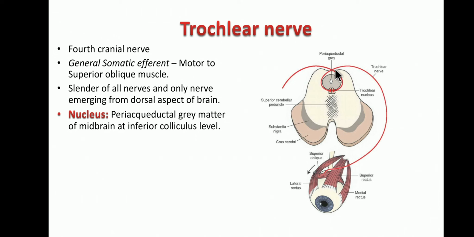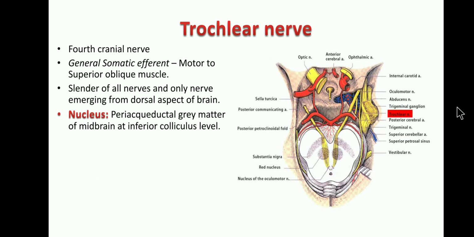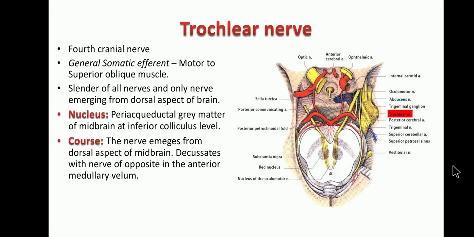It immediately passes posteriorly and it decussates in the anterior, or you call it the superior medullary velum. So after its decussation from the superior medullary velum, it passes laterally and winds around the cerebral peduncle. So it winds lateral to the cerebral peduncle. Okay, so it decussates with the opposite side. Complete decussation will take place, which we have seen in the previous picture.